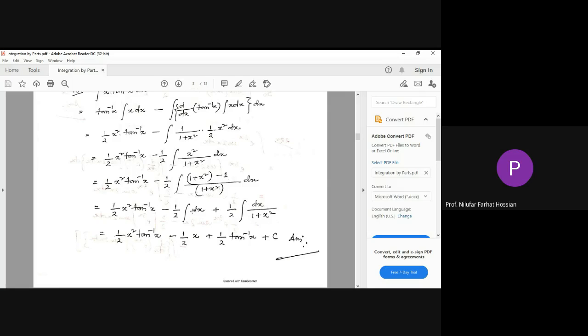Okay, now here integral of dx gives you x, so minus half x. And what is the integration? Where did the half come from again? This half that was there, this half.